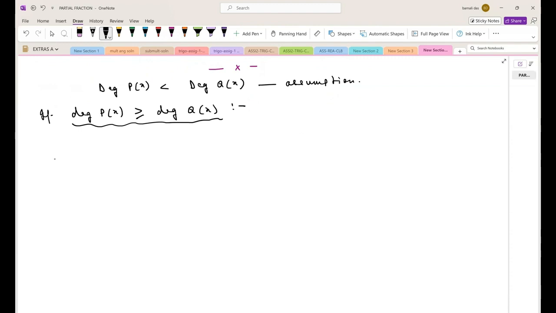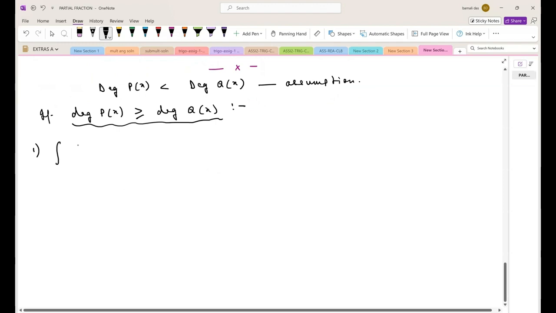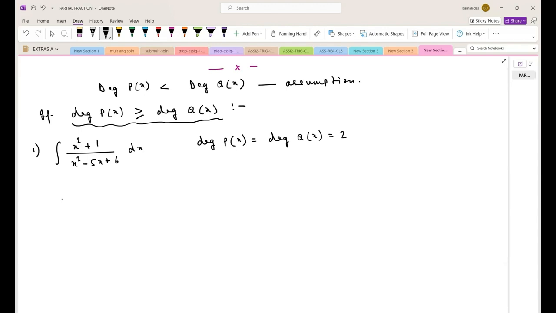Okay. Let me take a sum, for example. Say you have the integral of (x square plus 1) by (x square minus 5x plus 6) dx. Here you see degree of p(x) equals degree of q(x), both 2. So I cannot apply the rules of partial fraction here. So first we have to do the long division.